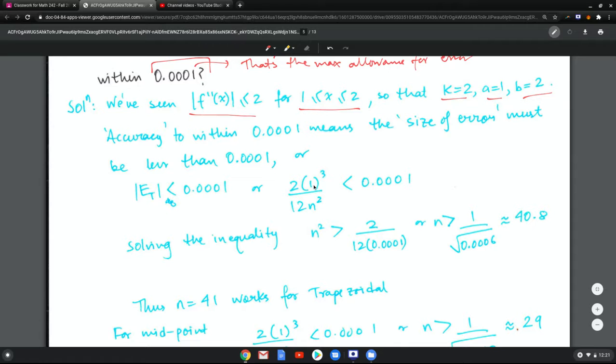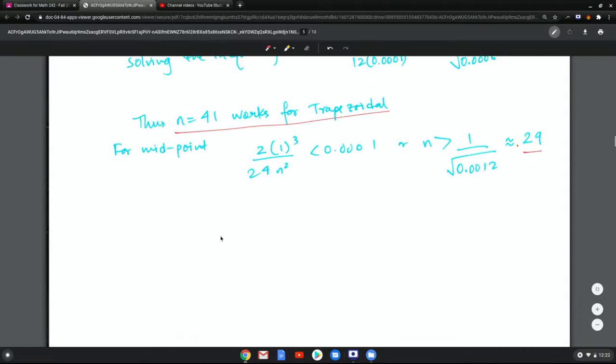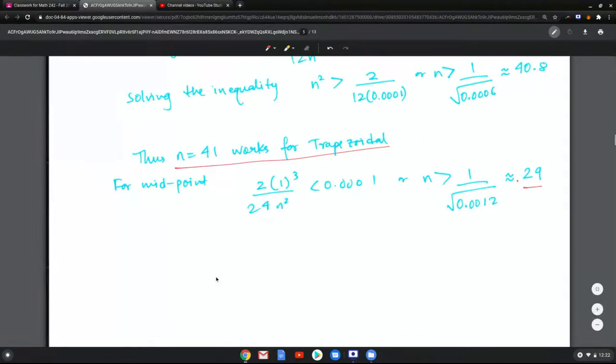But then we know E_T is 2 times 1 cubed over 12n squared, less than 0.0001. You solve the inequality and you get 40.8, the nearest n being 41. For midpoint, however, instead of 12, you have a 24, which means you end up with 29. So again, you need fewer rectangles with midpoint.